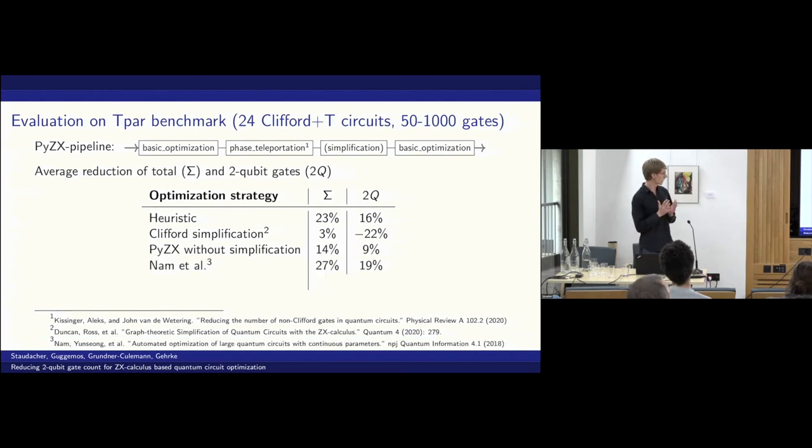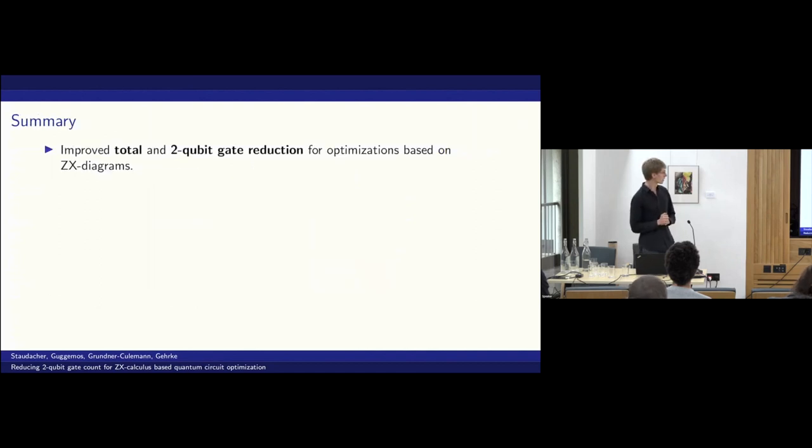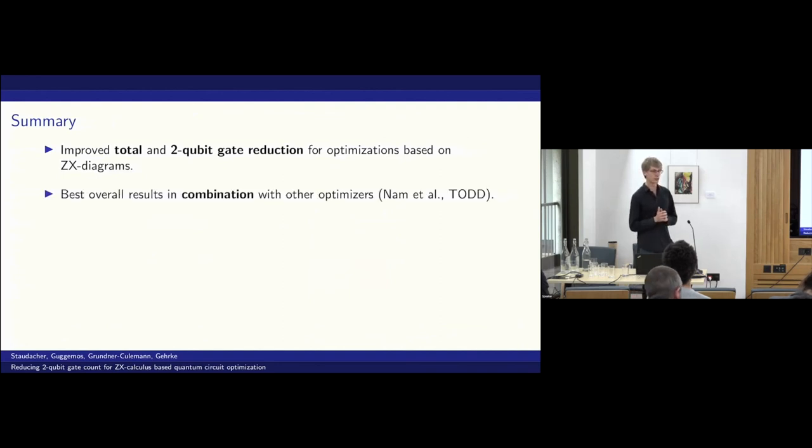And we also compared the results to one of the, I think, leading non-ZX calculus-based optimization approaches. And we are still outperformed by this approach, but we managed to further improve the results from the Nam et al. paper if we, after that, applied our heuristic algorithms on their results. To sum up, we improved with our technique this graph-like diagram simplification, both in total and 2-qubit gate reduction. And we have some kind of the best overall results when we combine this specifically 2-qubit gate reduction with other optimizers like the Nam et al., and which I didn't mention, the TOT algorithm as well, could be something.